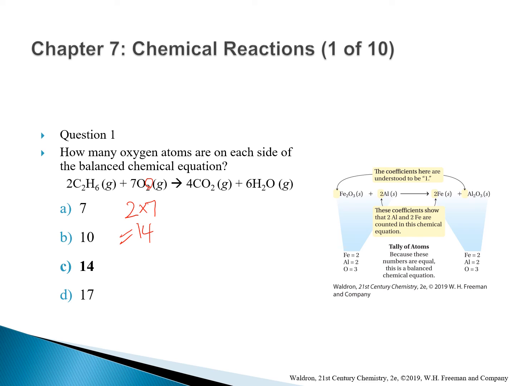On the right-hand side, you have carbon dioxide gas. Each carbon dioxide molecule has 2 oxygen atoms. There are 4 carbon dioxide molecules, so 2 times 4 gives you 8. From the water molecules, each has 1 oxygen. There are 6 water molecules, which gives you 6 oxygen. If you add everything on the right-hand side together, that will give you 14 as well. The correct answer is C, 14.